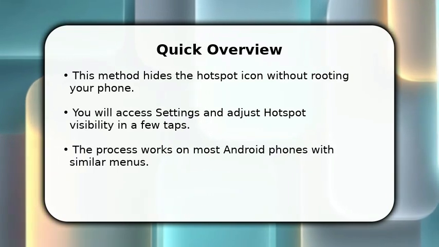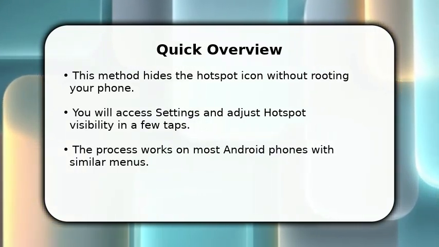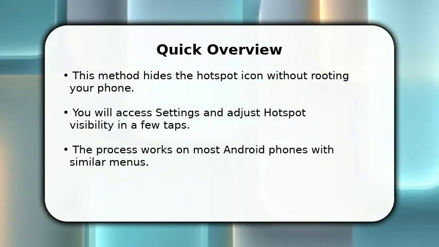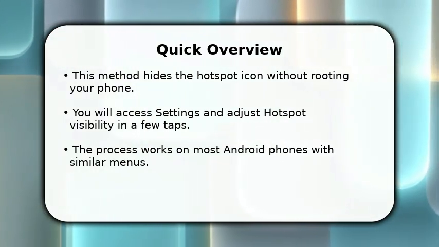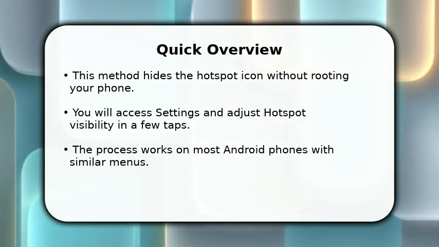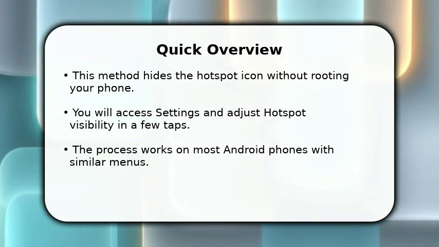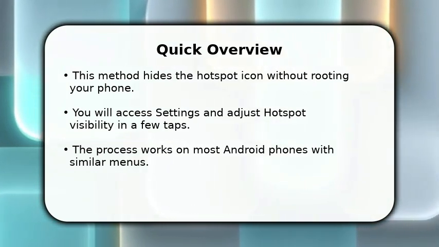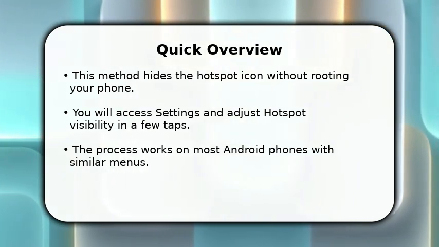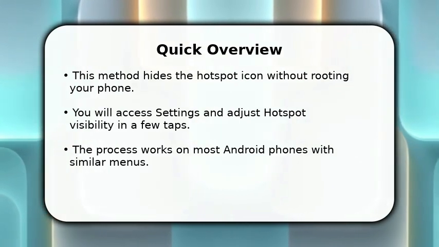Enjoy the video. In this video, I will show how to hide the hotspot icon, an easy method. Open Settings, tap Network and Internet, choose Hotspot and Tethering, then turn off the visibility option. I'll walk you step by step and explain where to look on Android phones. This approach keeps your status bar tidy and avoids accidental sharing. Follow along slowly and pause where needed, and you'll have the icon hidden in minutes today.